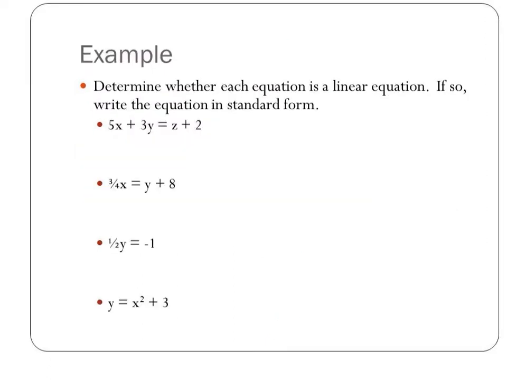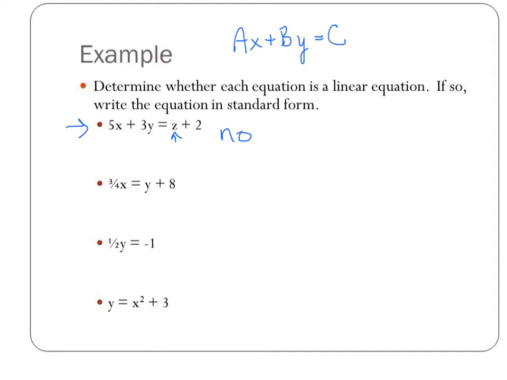So our first examples are just, is it a linear equation, and if so, can we write it in standard form? We have 5x plus 3y equals z plus 2, remembering that standard form is ax plus by equals c. Can we write this one in standard form? Well, does standard form have a z? Nope. Alright, so no, that one is not linear. We can't have a z in there. Alright, what about the next one?